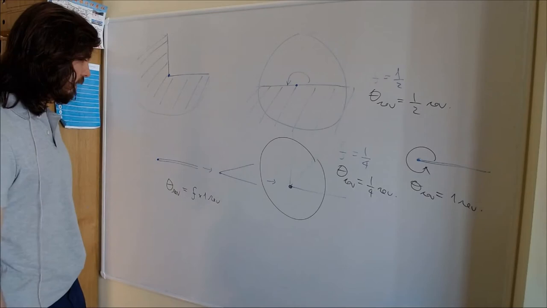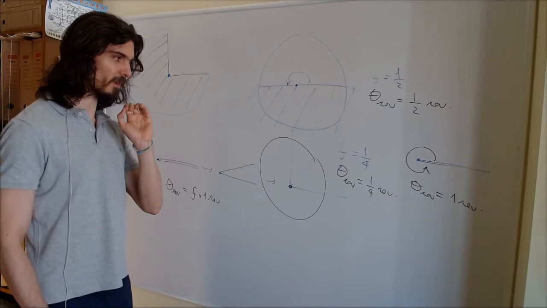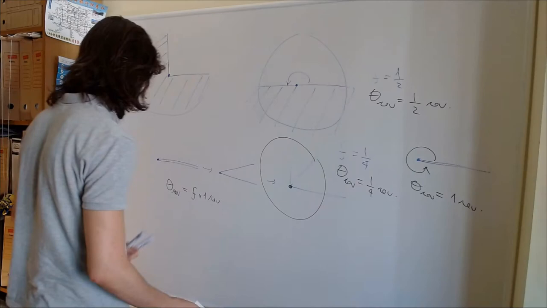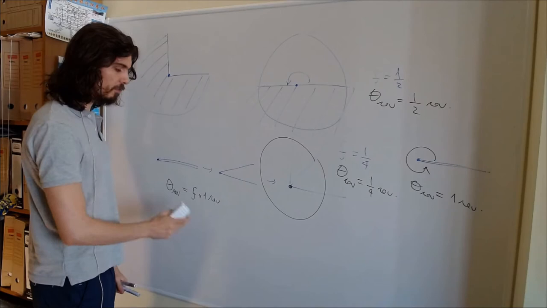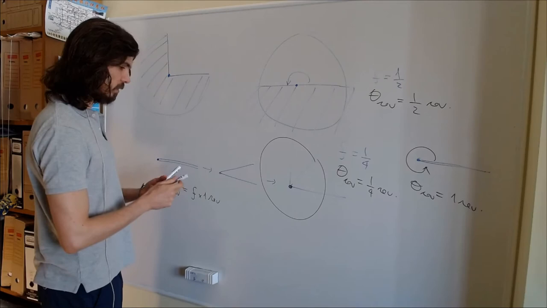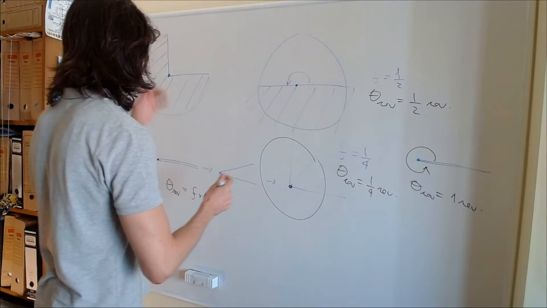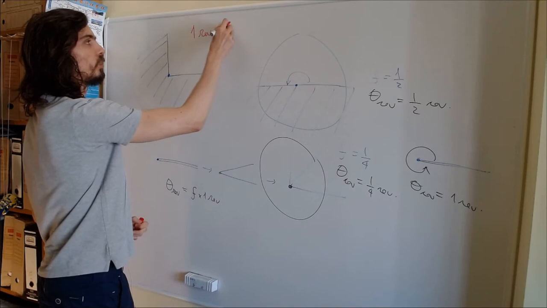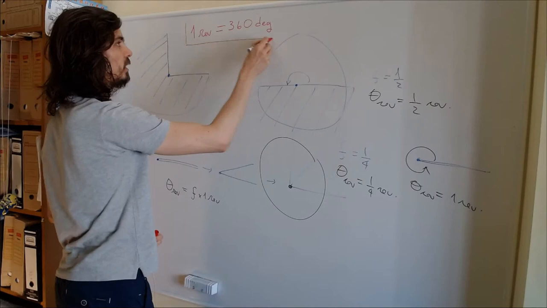But there is a unit that you probably know much better than this revolution, which is the degree. Let's see where degree comes in. You can make the following assumption now. This is a second way to measure angles. You just decide that one revolution corresponds to 360 degrees. You just assume this. It could be any number, but let's just choose 360.